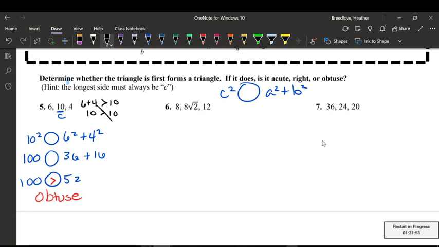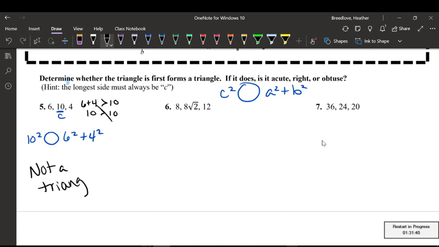You're right. We can just get rid of all that. Not a triangle. And that's why. Because 6 plus 4 is not greater than 10. Very nice.